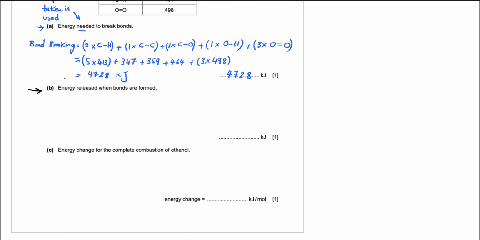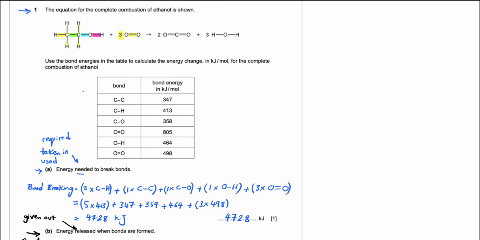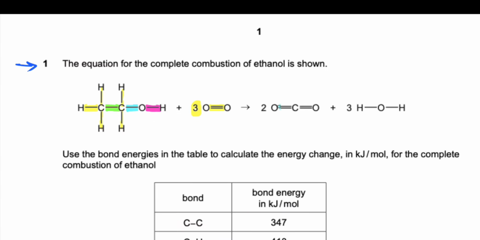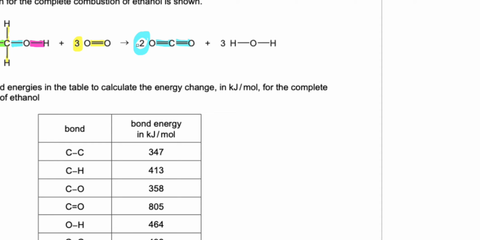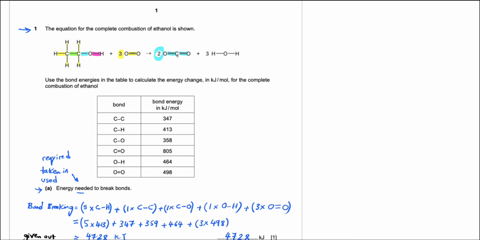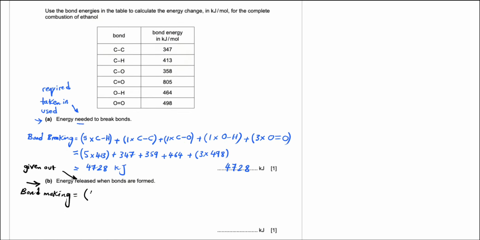Next, energy released when bonds are formed. We may use released, or the verb given out. So you know that when we have bond making, energy is released. And the bonds here are between carbon and oxygen twice in one molecule. But we have 2 overall molecules. So we have 2 times 2, the bond energy between carbon and oxygen. So 4 times the bond between carbon and oxygen.